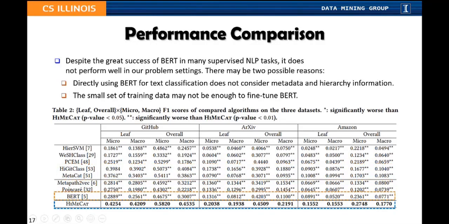If we check another baseline, BERT, we can see that despite the great success of BERT in many supervised NLP tasks, it does not perform well in our problem settings. There may be two possible reasons. First, directly using BERT for text classification does not consider metadata and hierarchy information. Second, the small set of training data may not be enough to fine-tune BERT.